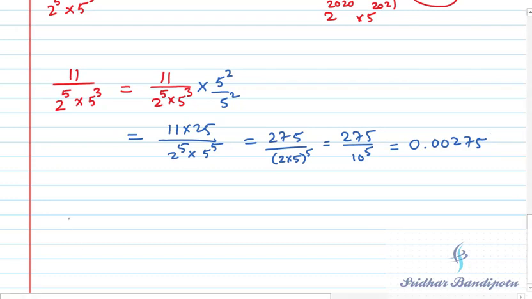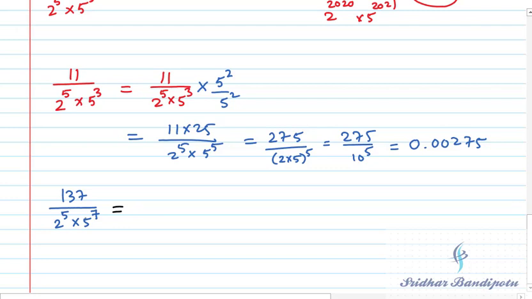Now let's take one more example, then you will understand. 137 by 2 to the power of 5 into 5 to the power of 7. Okay, now is it terminating decimal? Yes, it is terminating decimal. After how many decimals it terminates? After 7 decimals it terminates.